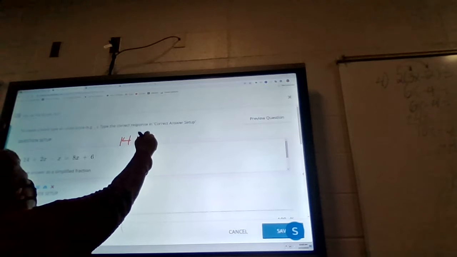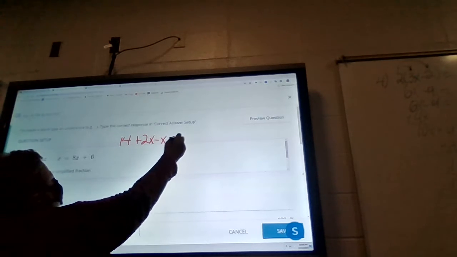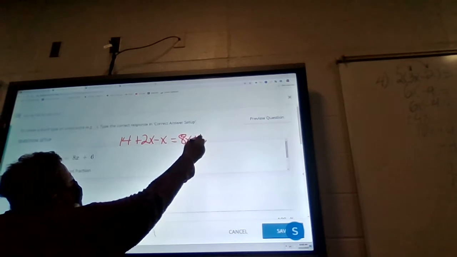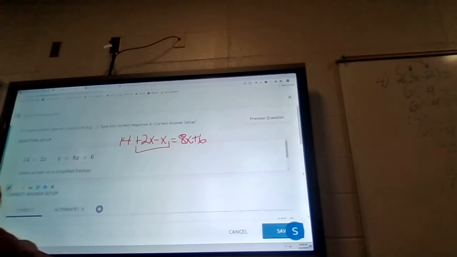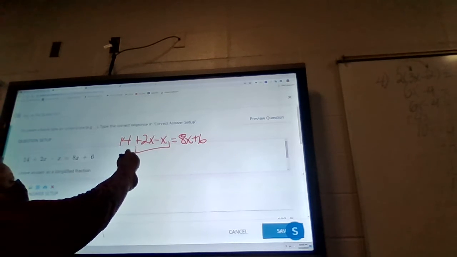14 plus 2x minus x equals 8x plus 6. First thing you want to do is to combine that. Don't move anything to any side until you combine all like terms. That's where most students mess up, because it gives you more steps if you try to do each thing one by one, and so you're more likely to make an error. So I'm going to combine this first.